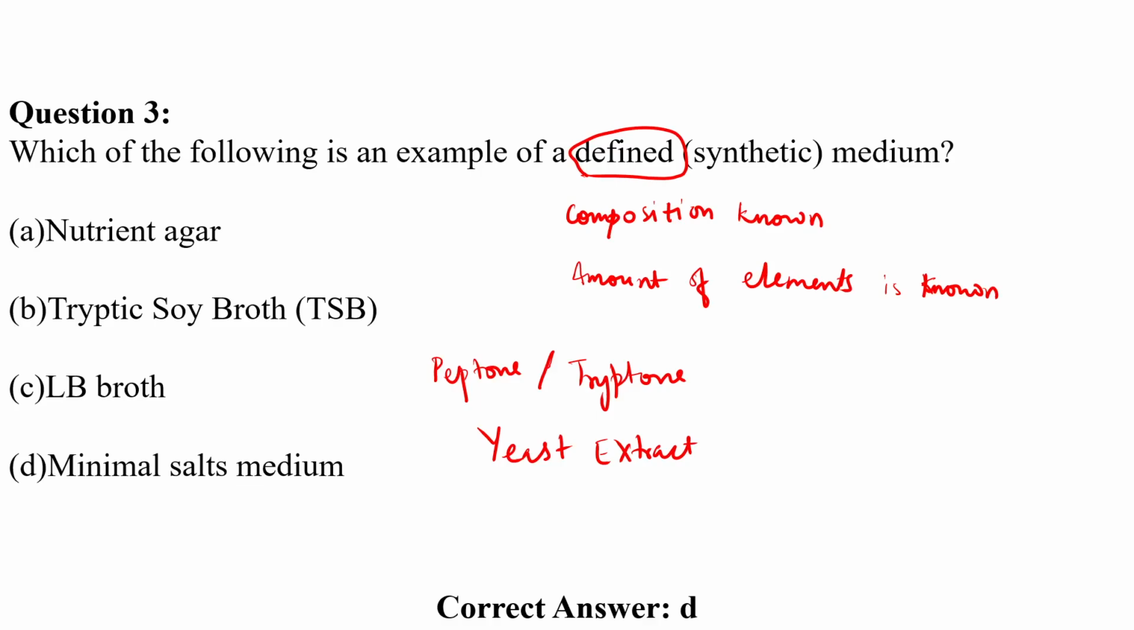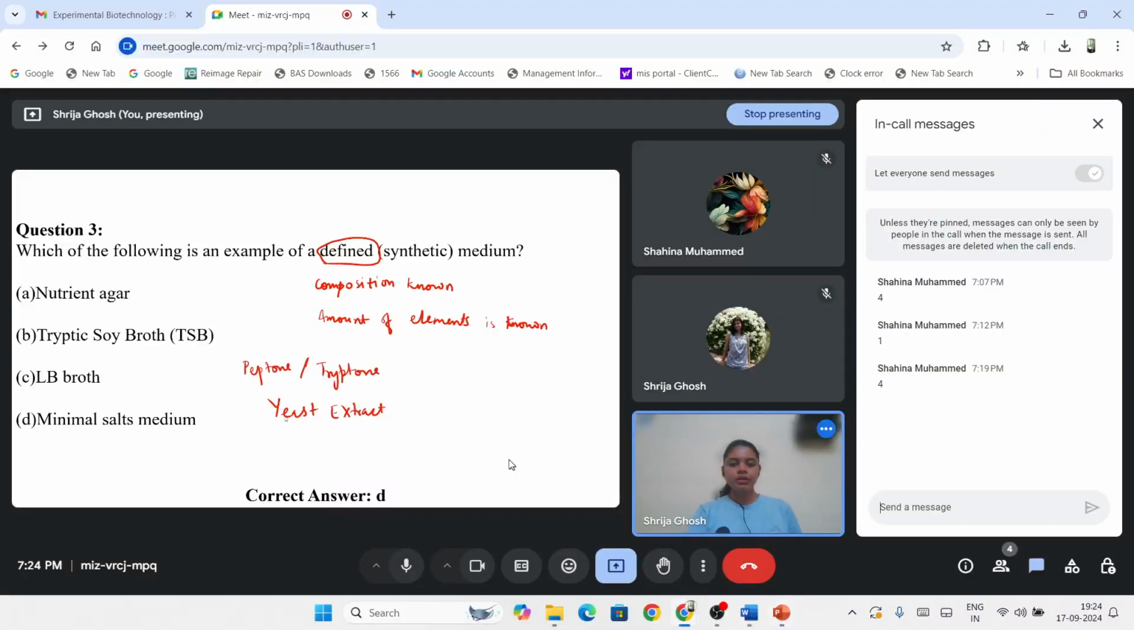One soya bean can have a different composition than the other. If you are taking 100 grams of soya bean and taking the extract out of it, you cannot really tell the exact elemental composition. So all these types of media, nutrient media, LB broth, tryptic soy broth, are basically complex media, because we don't know the exact elemental composition of these media. Whereas for minimal salts media, we know the exact composition. Okay, I hope that's clear.